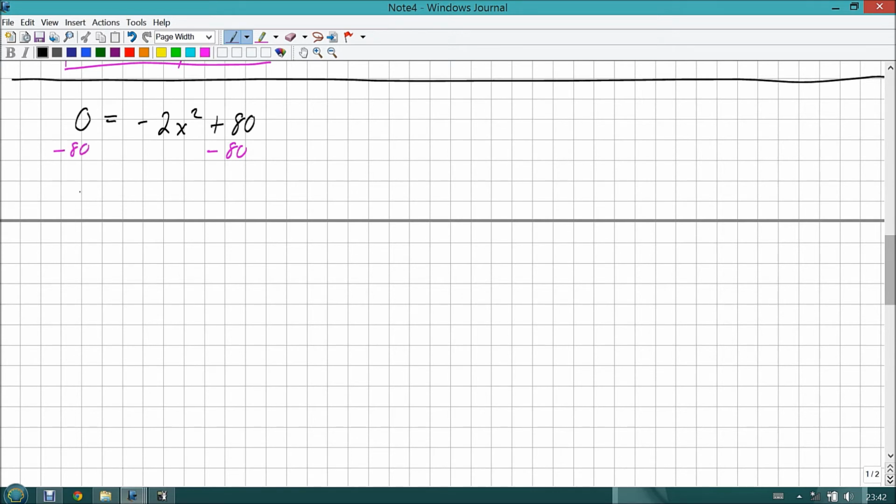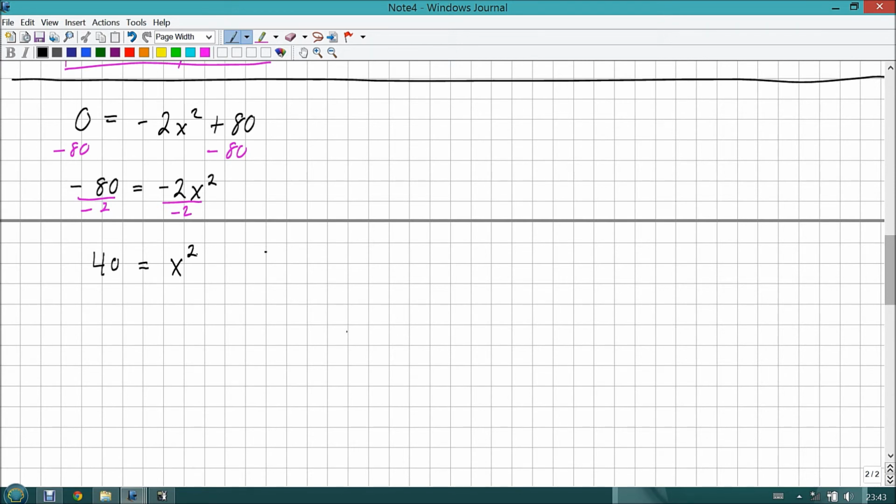And on my next line, I would have negative 80 is equal to negative 2x squared. Now I divide both sides by negative 2, or multiply both sides by negative 1/2, whichever you prefer. And on the left, I get a negative divided by a negative is a positive, so I have a positive 40 is equal to x squared.